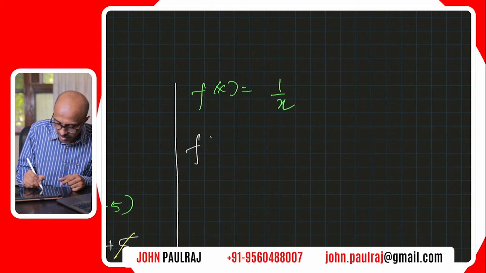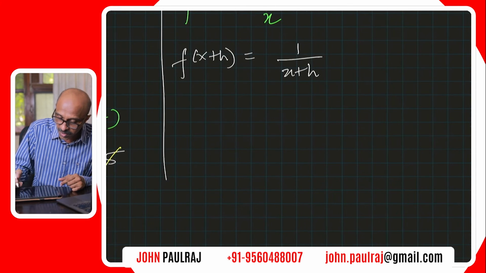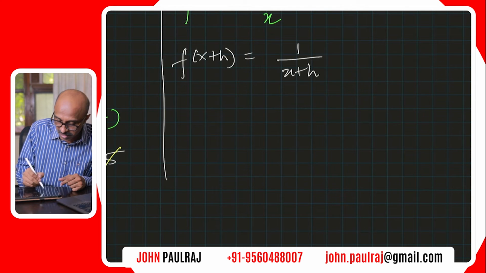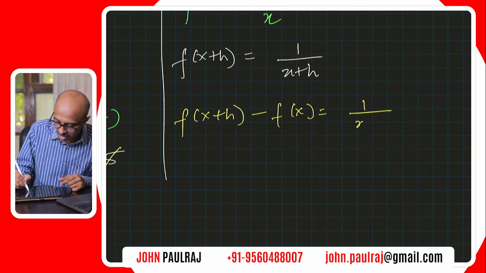So you can write f of x plus h first. This is going to be 1 over x plus h, just replacing x by x plus h. Now combine the two terms to get the numerator of that difference quotient. f of x plus h minus f of x would be 1 over x plus h minus 1 over x.